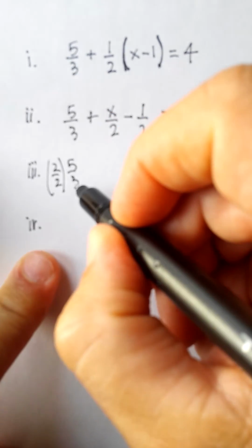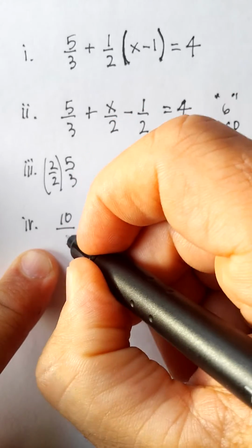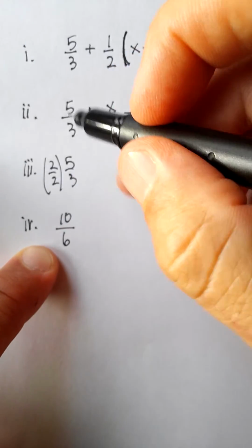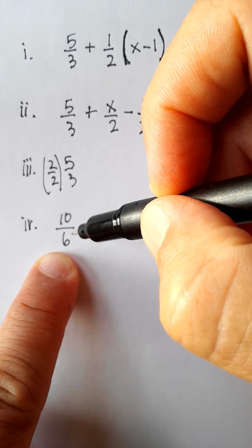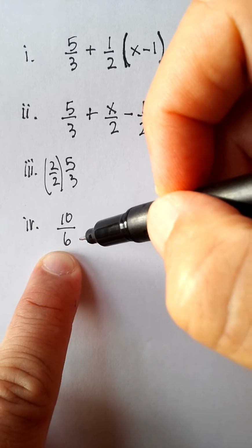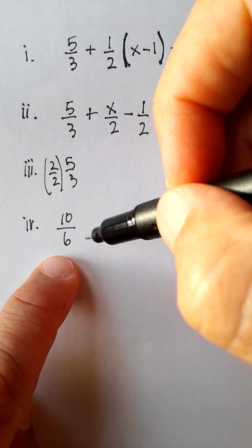Remember how to multiply fractions. Numerators, that gives me 10. Denominators, that gives me 6. I've just transformed 5/3 into 10/6. It's the same quantity, but now it's got a different form. The form now has a denominator of 6.